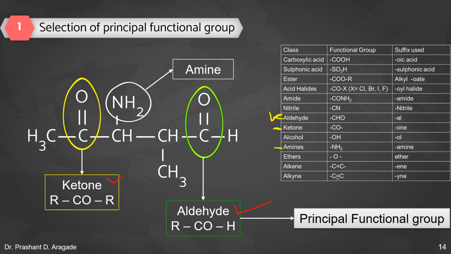How? Because from aldehyde, ketones and amines, aldehyde has the higher preference or priority in the priority table, so it is considered as a principal functional group. And the other functional groups are now considered as substituents.